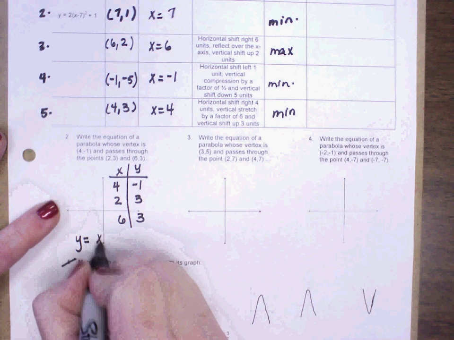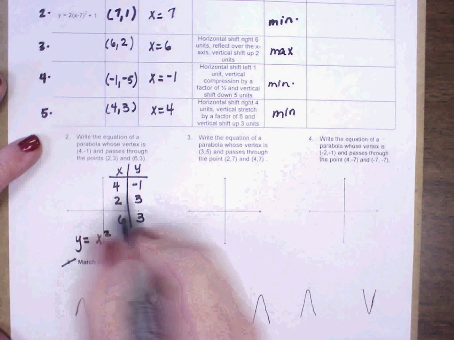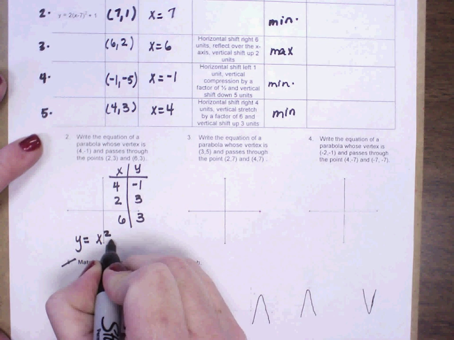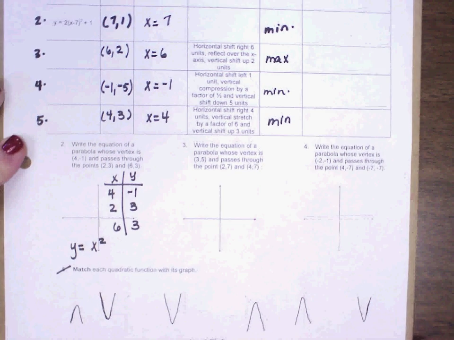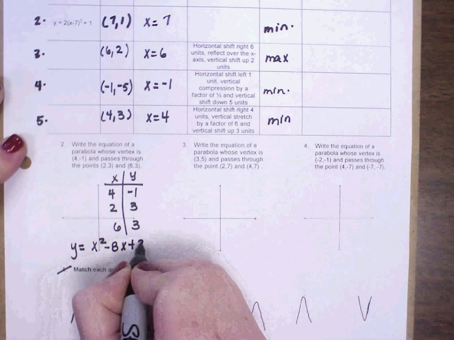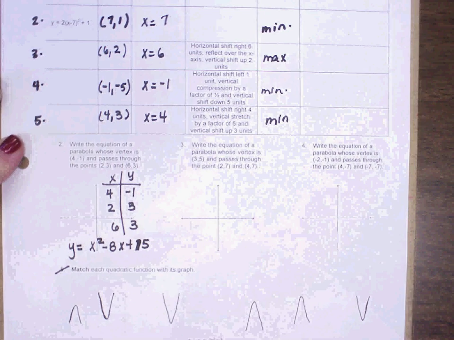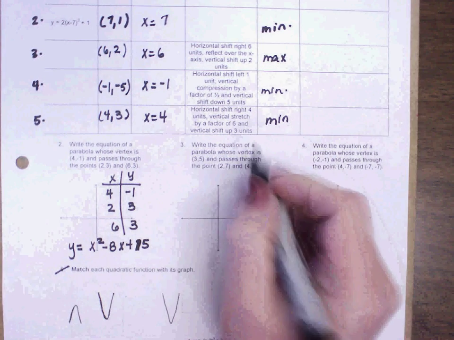All right, so what do we got? x squared, no, give me the equation. x squared minus 8x plus 15. That's a 1. All right, let's do the next one.